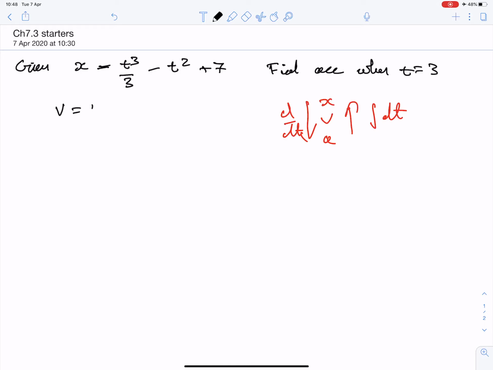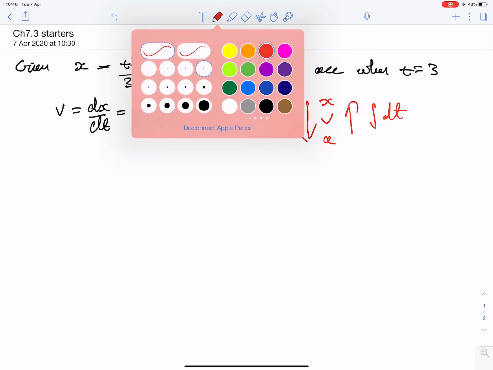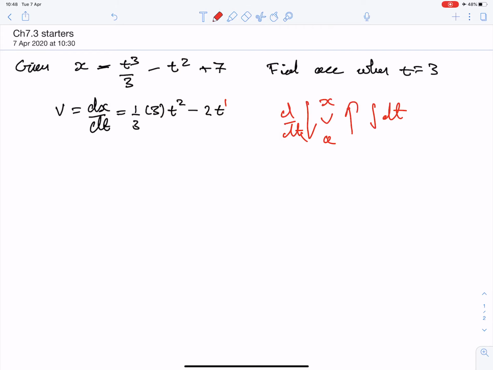v is equal to dx/dt. So we write down the constant, a third, bring down the power, subtract 1 from the power. Minus, so the constant is minus 1 in effect, bring down the power 2, subtract 1 from the power, t to the power 1, which we wouldn't bother to write usually, and 7, the gradient of x equals 7 is 0, so that vanishes when we differentiate. So we've now got t squared minus 2t.